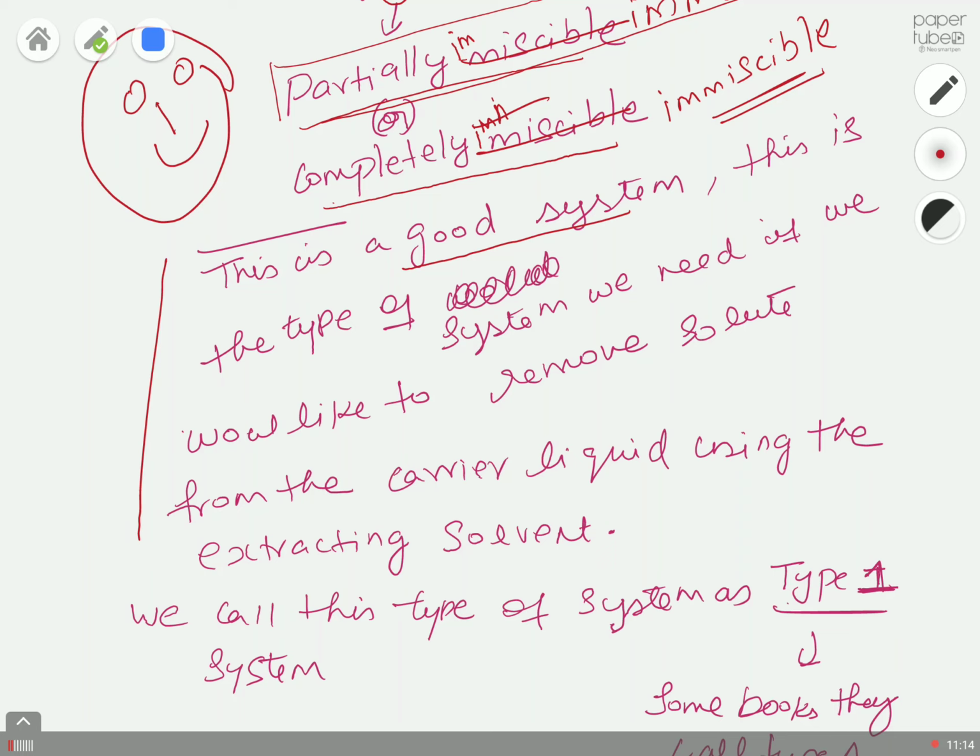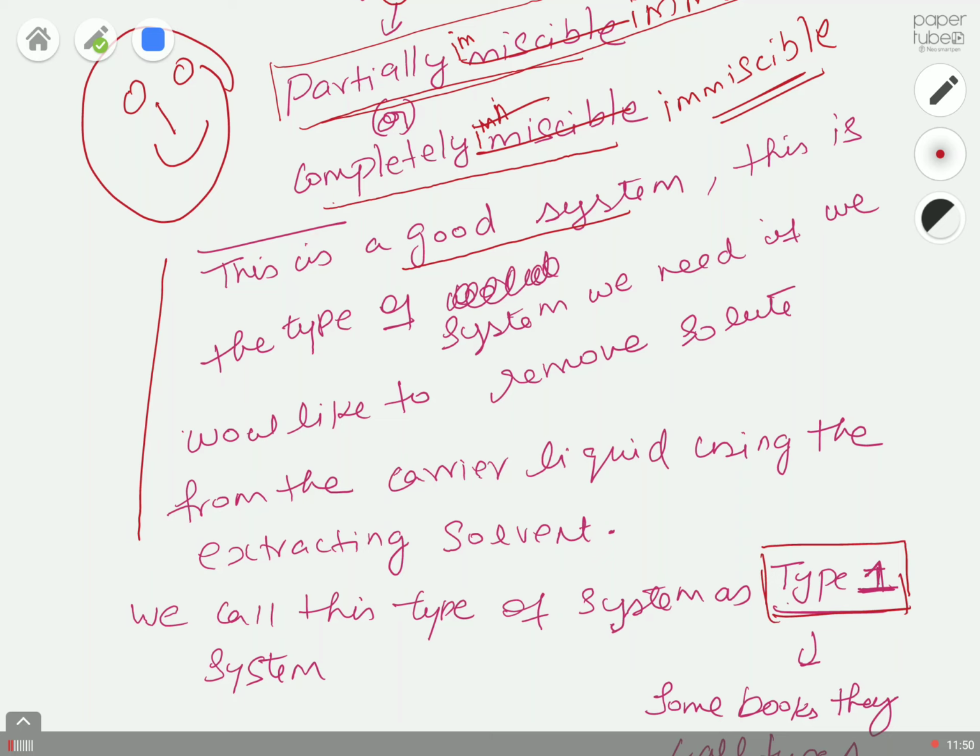So what is your feed mixture? That's A and C. And what we need is that the solute and solvent should be miscible, which means B and C, and then something we don't want to mix with each other, which is A and B. Even if it's partially miscible, that's a decent system. But it's extremely good, or we can call it an ideal system, if your solvent and your carrier liquid are completely immiscible. So we can call it a good system, and people call that a type 1 system.